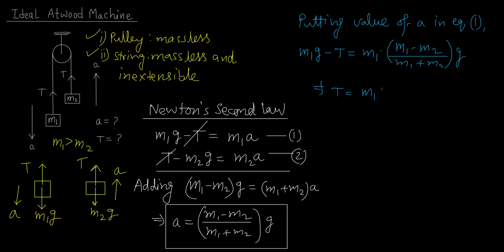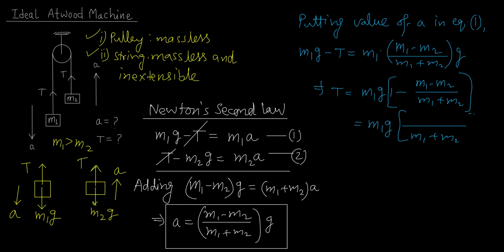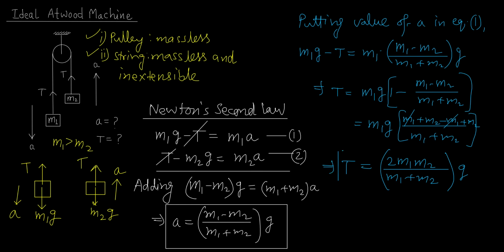So you can take m1g common in both of them, and it will be 1 minus m1 minus m2 upon m1 plus m2. And if you simplify it, then it will be m1 plus m2 as the LCM, and in the numerator you will have m1 plus m2 minus m1 plus m2, and you can see that m1 and m1 will get cancelled, and the remaining term will be m2 plus m2, which is 2m2. And in the numerator m1g will be multiplied, so it will become 2m1m2 times g, and in the denominator it will be m1 plus m2. So this is the expression for tension force which we had to find out.